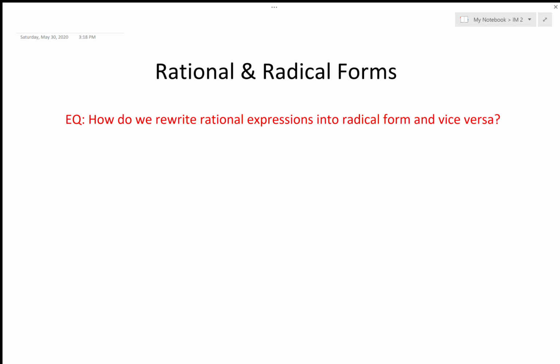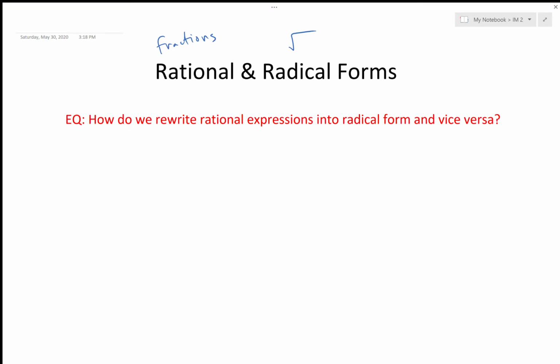Let's talk now about converting back and forth between rational and radical forms. Rational is something we've talked about already, and that refers to fractions. Radicals are square roots or cube roots. It's that radical symbol. All right, so we're going to be going back and forth between these two formats.